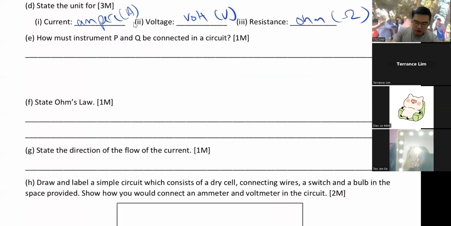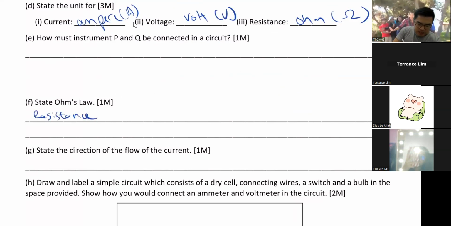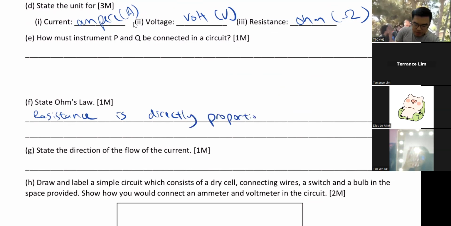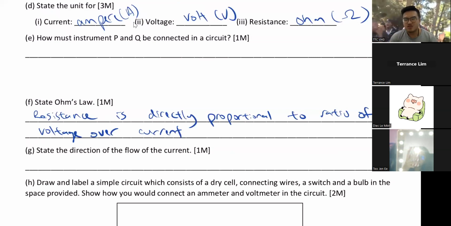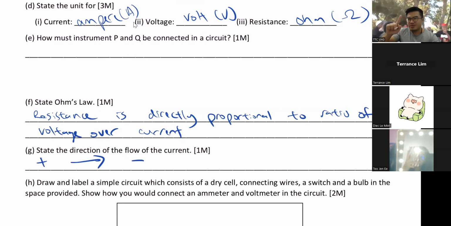Okay, state Ohm's law. Ohm's law is resistance is directly proportional to the ratio of voltage over current. Oh my God, sir, what is this? Should I memorize this? No. If you want, you can, but there's no need to. Direction of flow of current is from positive to negative. As you already know, from the nipple of the battery to the back of the battery.